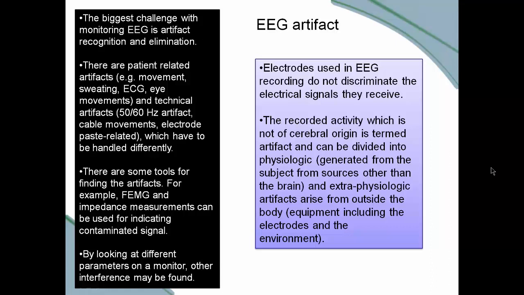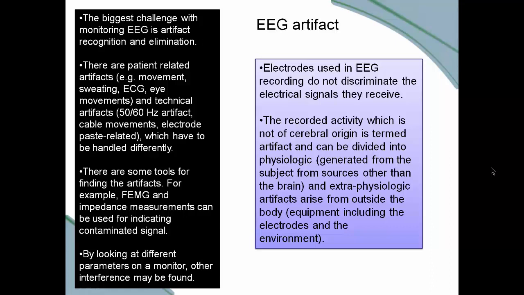There are patient-related artifacts: movement, sweating, ECG, eye movements. There are technical artifacts. You've got 50, 60 hertz all around you, just from the wall. Cable movements can create artifact. Electrode paste-related artifacts. Everything has to be taken into consideration. Remember, again, tiny, tiny, tiny voltages. So we have to be very, very, very careful in our measurements.